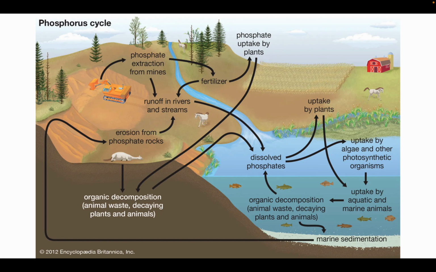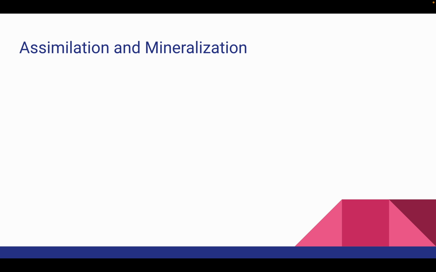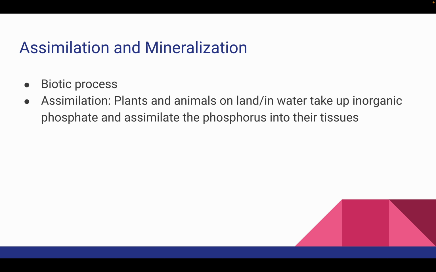So we can see a little glimpse here. We can see that there really is no gaseous phase. It's mainly been moving between terrestrial and aquatic ecosystems for various reasons. And let's take a look at that. So assimilation and mineralization. These are biotic processes. So assimilation is going to be when plants and animals take in the inorganic phosphate and assimilate the phosphorus into their tissues. Again, like we said before, as part of their DNA, RNA, and ATP.